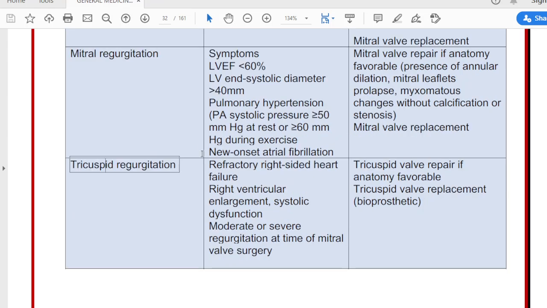Tricuspid regurgitation. Refractory right-sided heart failure, right ventricular enlargement, systolic dysfunction, moderate or severe regurgitation at time of mitral valve surgery. Tricuspid valve repair if anatomy favorable, otherwise tricuspid valve replacement, bioprosthetic.